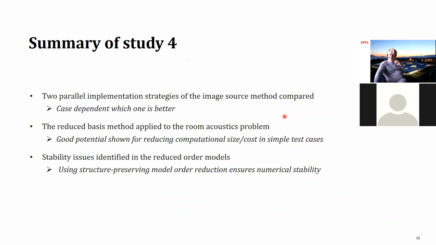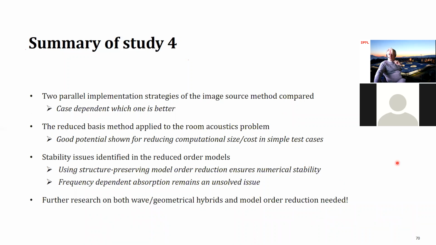This is sort of emerging model order reduction techniques from the applied mathematics community. However, implementing frequency dependent absorption, which is absolutely necessary in room acoustic simulations, is ongoing work in the structure preserving model reduction. So we kind of conclude that further research is needed on both wave geometrical hybrids, that's this work here, and on model order reduction.